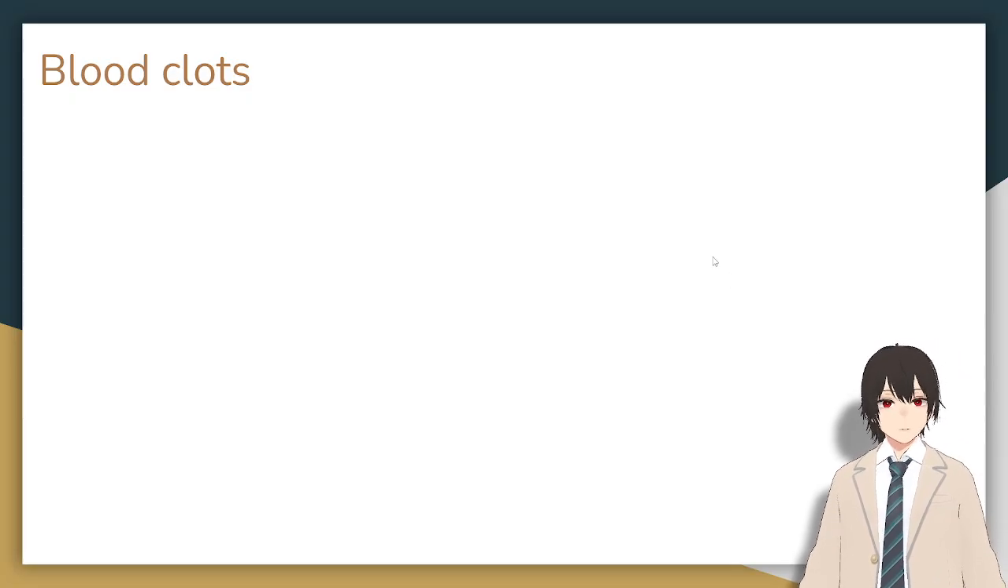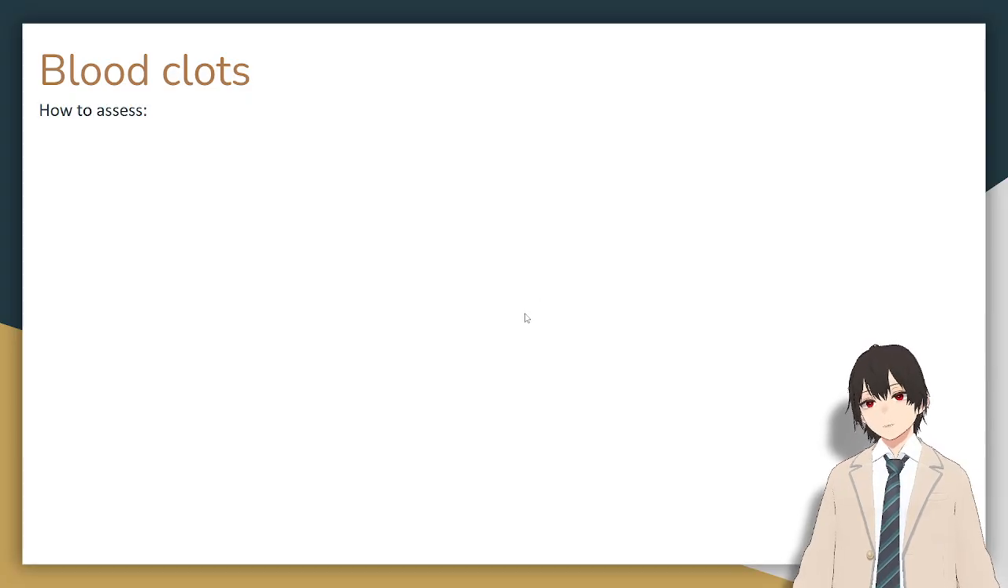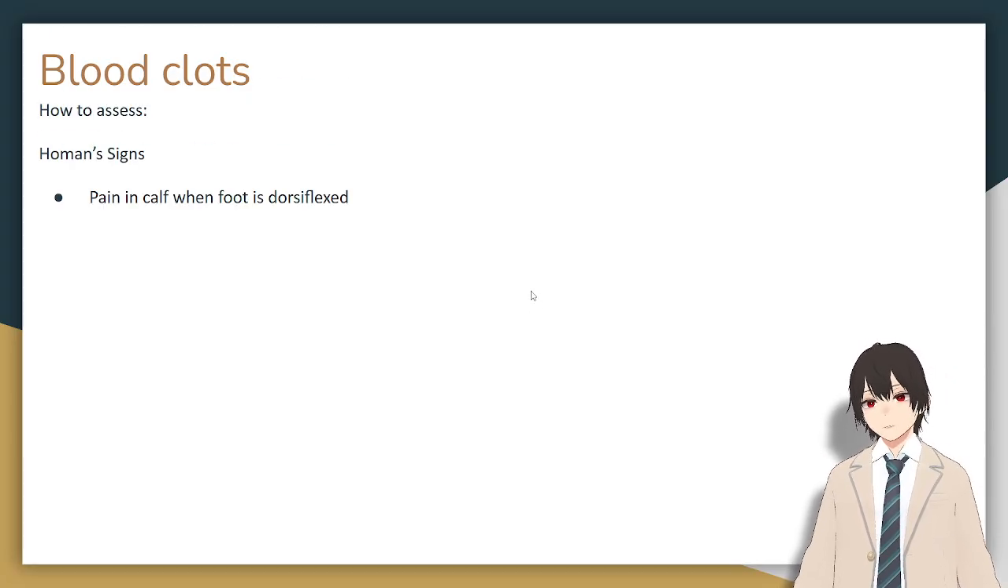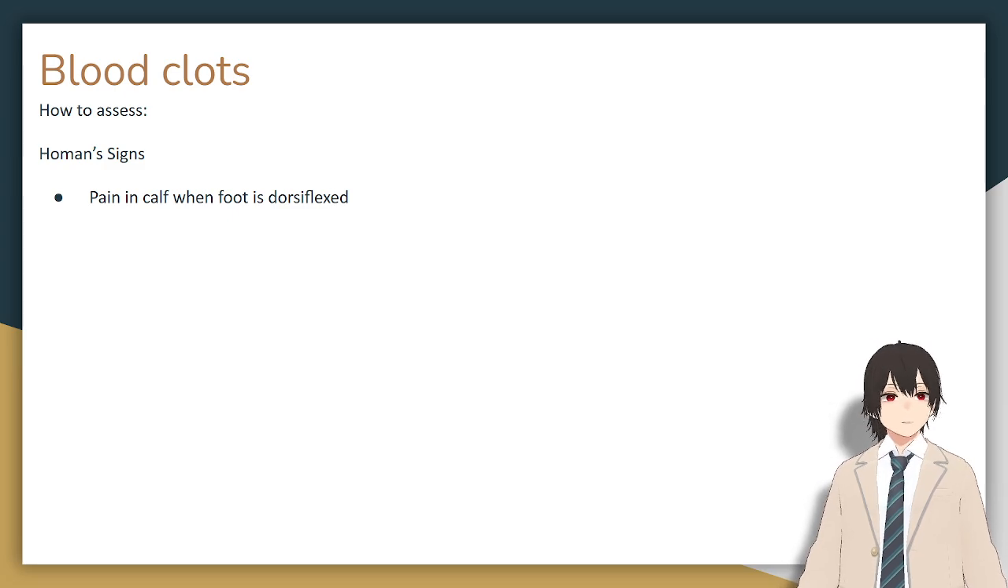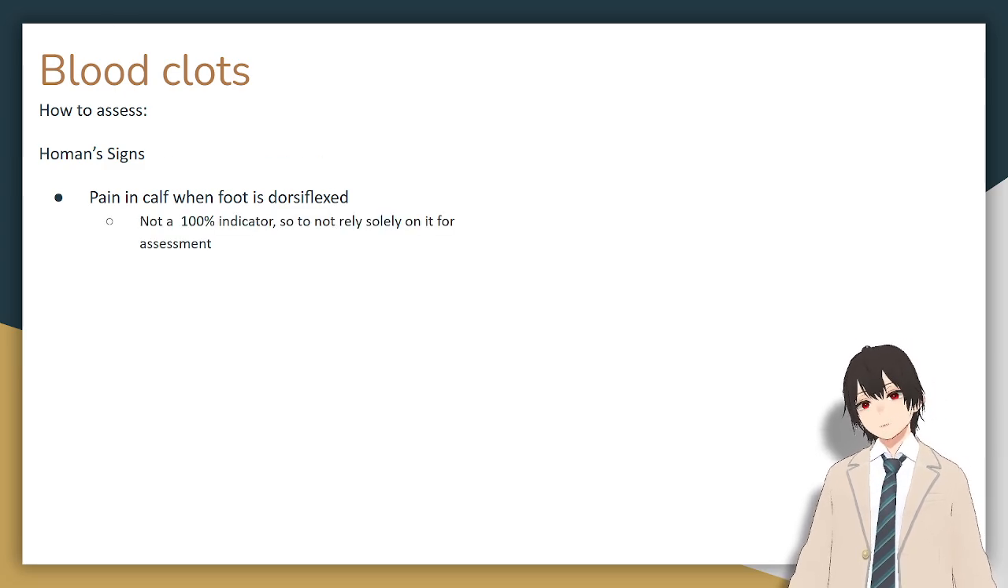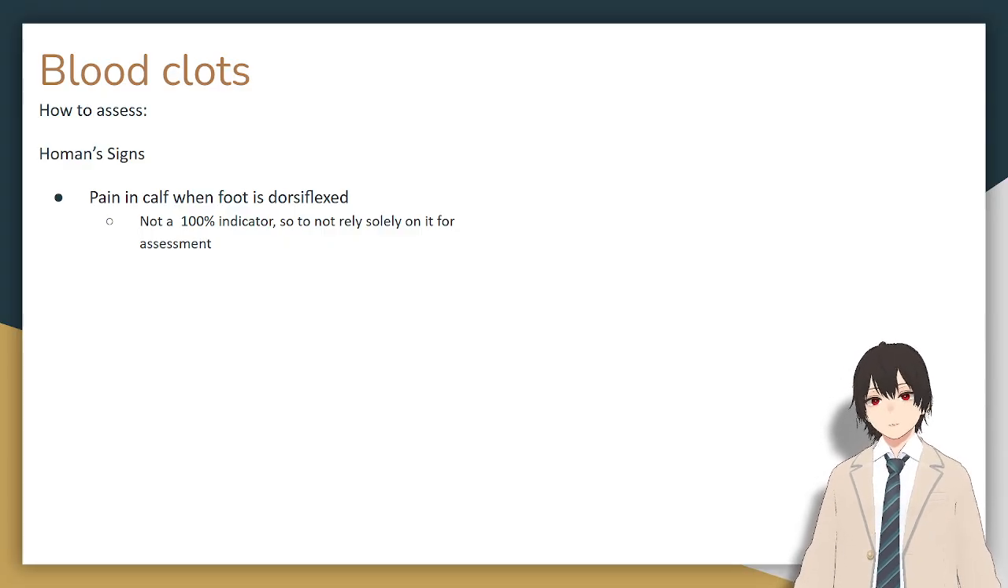Blood clots. How to assess. So they teach the Hohmann sign. It's the pain in the calf when the foot is dorsiflexed, so toes to the nose. It's not a 100% indicator, so you don't always want to rely on it for an assessment. And also, I think in more recent clinical practice, we don't really go by this. You don't want to do this.